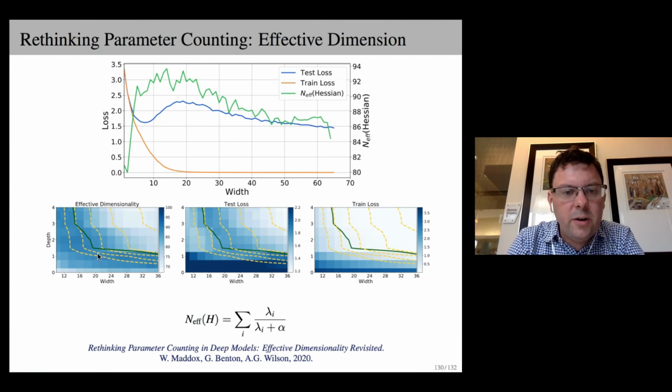We also look at width-depth trade-offs, so looking at convnets of different widths and depths, and we can see above the green partition where we have zero training loss, effective dimension is a very good proxy for generalization performance. The yellow curves here show level curves of constant numbers of parameters. It's interesting here especially to consider different depths.